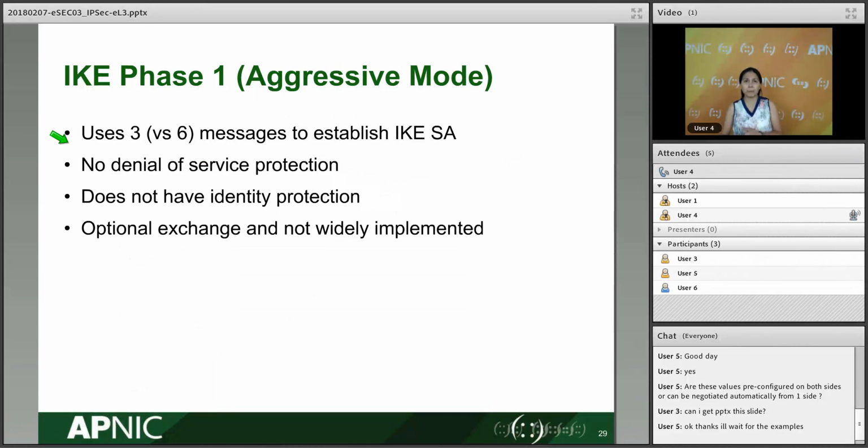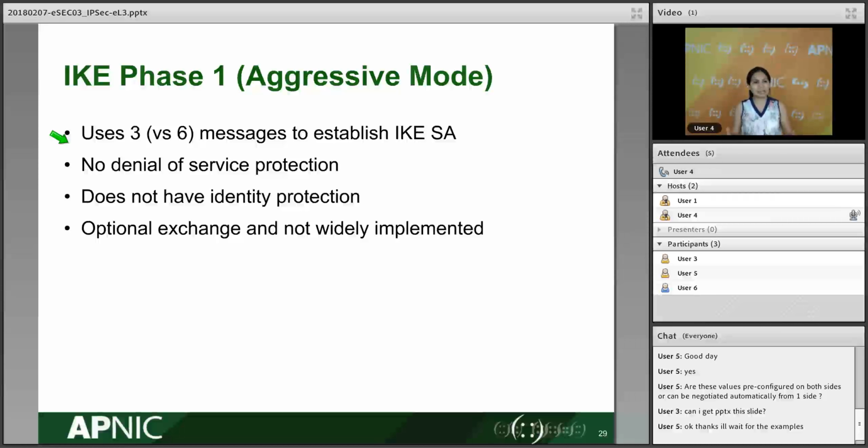Questions so far? All right, so how do we achieve this using aggressive mode? So main mode, 6 steps, aggressive mode, 3 steps. That's half. But what are the things that you are letting go of when you do this? So these are the things. It has no denial of service protection. It does not have any identity protection. It can have exchange, but it's optional and it's not widely implemented.